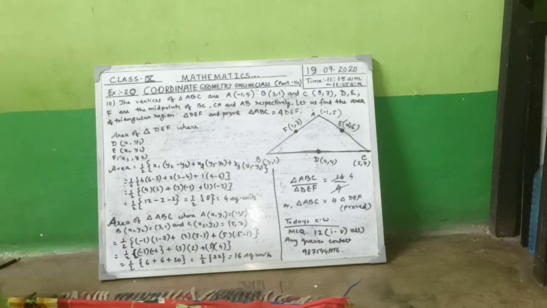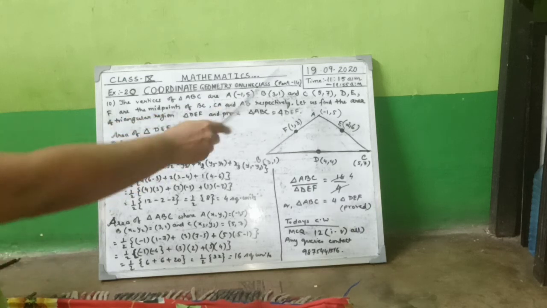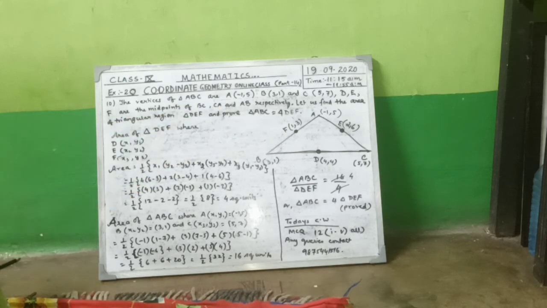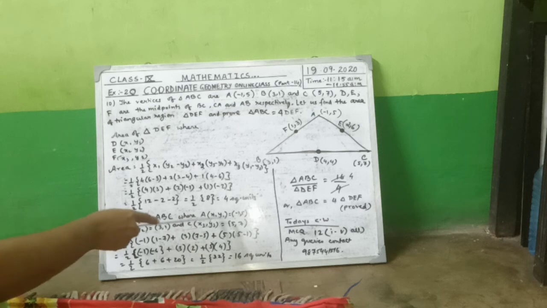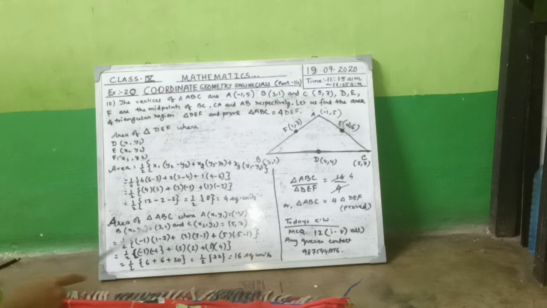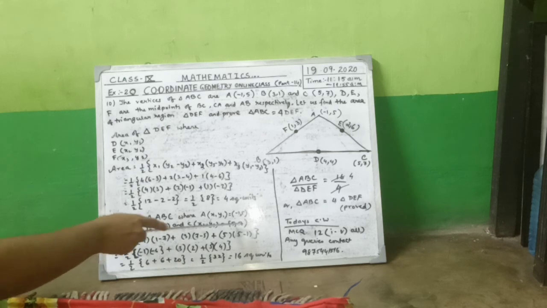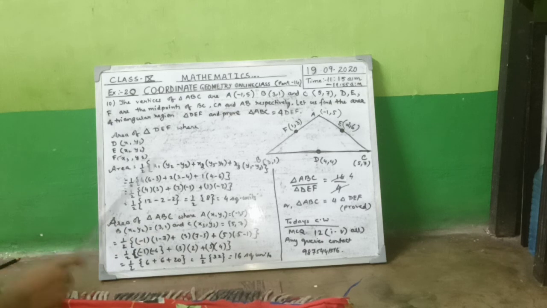Why do I write square units? Because it is the area. Area is always represented in square units. Now coming to the bigger triangle ABC. In triangle ABC, we know A is equal to x1, y1, that is -1, 5. x2, y2 is 3, 1, and C is equal to x3, y3, that is 5, 7. Just put the values.